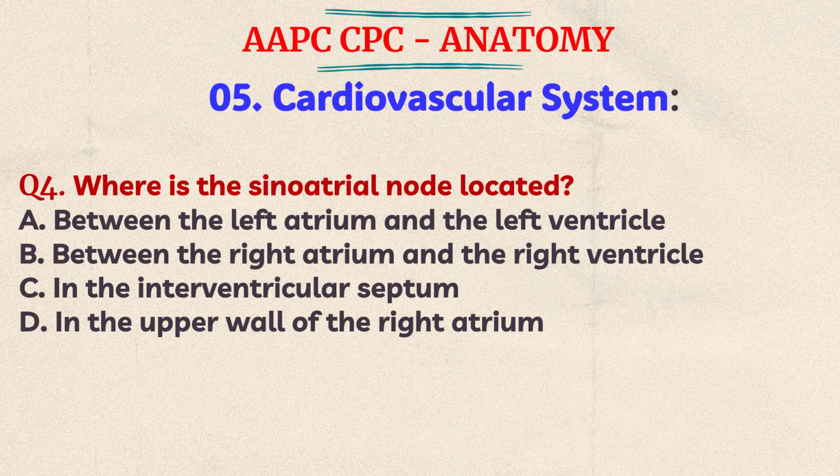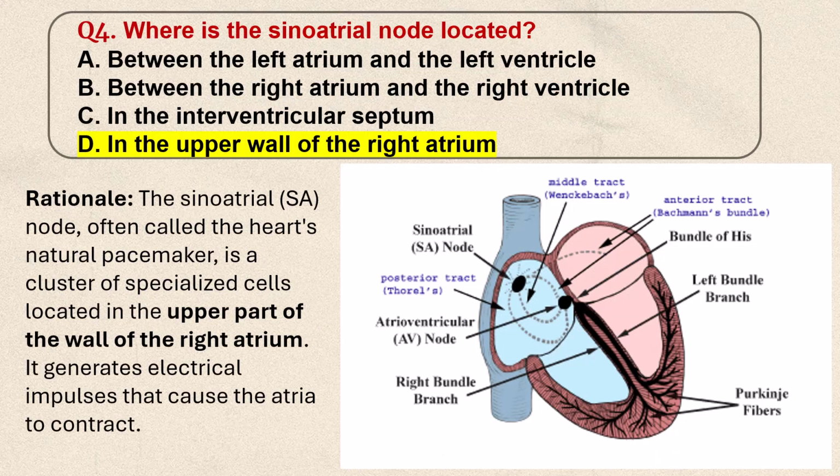Question number 4. Where is the sinoatrial node located? A. Between the left atrium and left ventricle. B. Between the right atrium and right ventricle. C. In the interventricular septum. D. In the upper wall of the right atrium. Think the answer. The correct answer is in the upper wall of the right atrium.